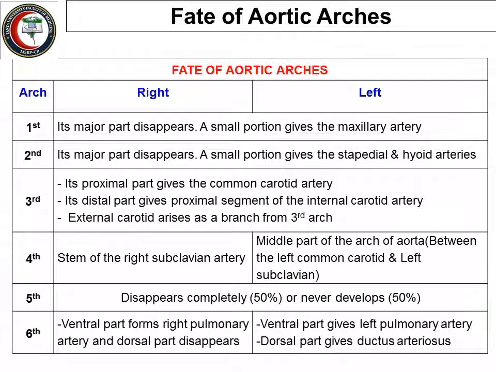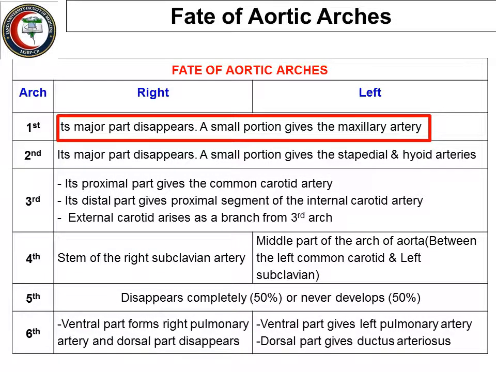Let us see the fate of the aortic arches, or summarize their fate. Number one, the first aortic arch: its major part disappears and degenerates, and a small portion gives the maxillary artery, which is one of the terminal branches of the external carotid artery. Second aortic arch: its major part also disappears, and a small portion gives the stapedial artery to the stapedius of the middle ear and the hyoid artery for the hyoid bone.